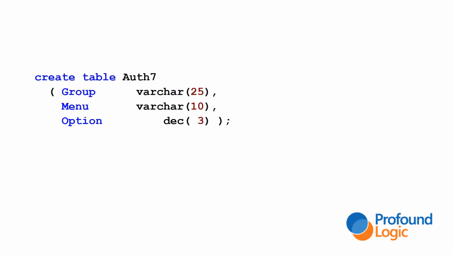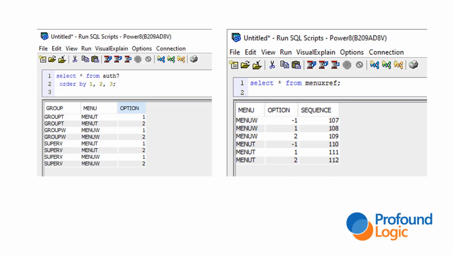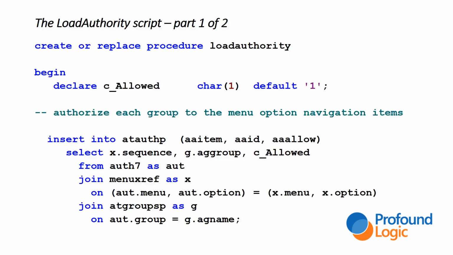As with users and menus, I've created a table which I named AUTH7 to hold authorization data. Here's the data inside that table. I also need the menu xref file that I built when loading menus. It has the navigation item ID numbers that were assigned to each menu option. The menu itself has an option number of -1. Here's the script to load that data into Atrium.